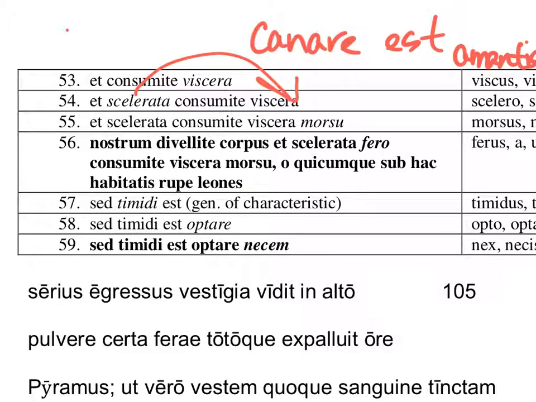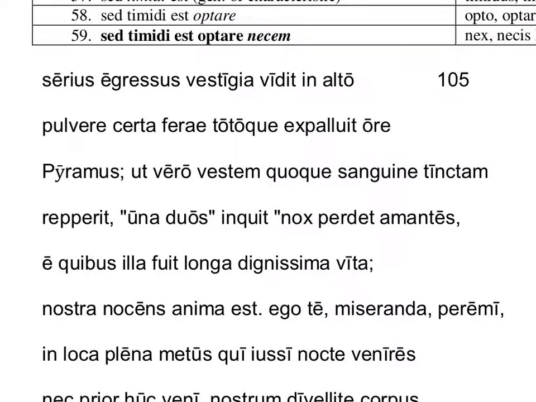Okay? So now I'm going to give you 59, Kat. Sed timidi est optare necem. But it is of the fearful person to hope for death. Yes. Nice. Okay, now that we're done talking about Google Docs spammy things, we're going to try to look at the original at 105.